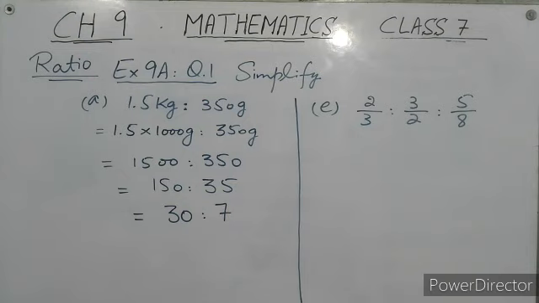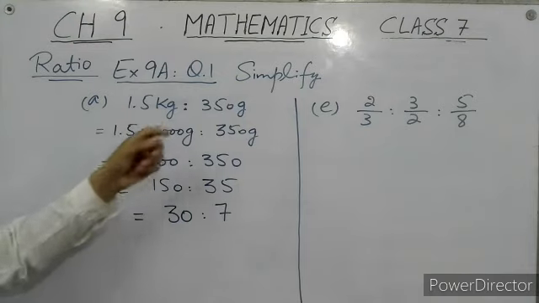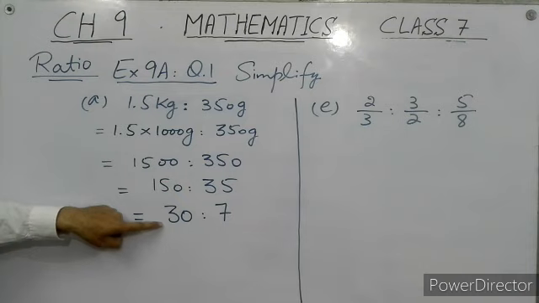Again you will check the division by 5, but both the terms are not divisible by 5. Then by the next prime number, which is 7, but both the terms are not divisible by 7. 7 is one of the terms of the ratio, and 7 is also smaller than 30. So 30 is to 7 is the simplified form of 1.5 kg is to 350 grams. Given ratio is equal to 30 is to 7.